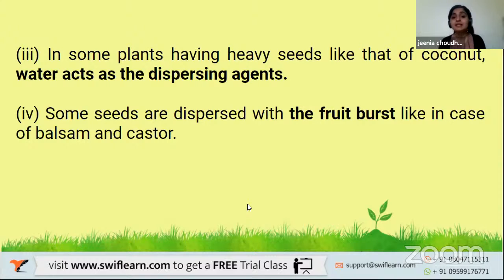In some plants having heavy seeds like that of coconut, water acts as a dispersal agent. Some seeds are dispersed when the fruit bursts, like in the case of balsam and castor. Okay, the fruit burst happens over there.